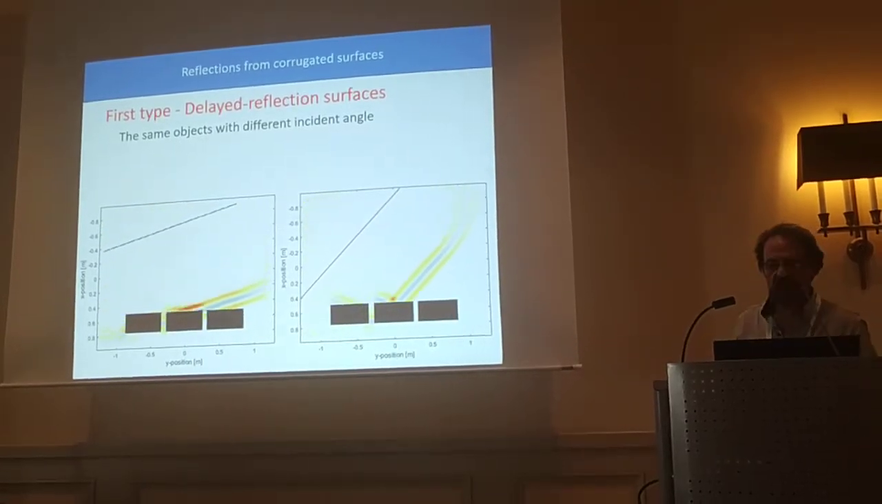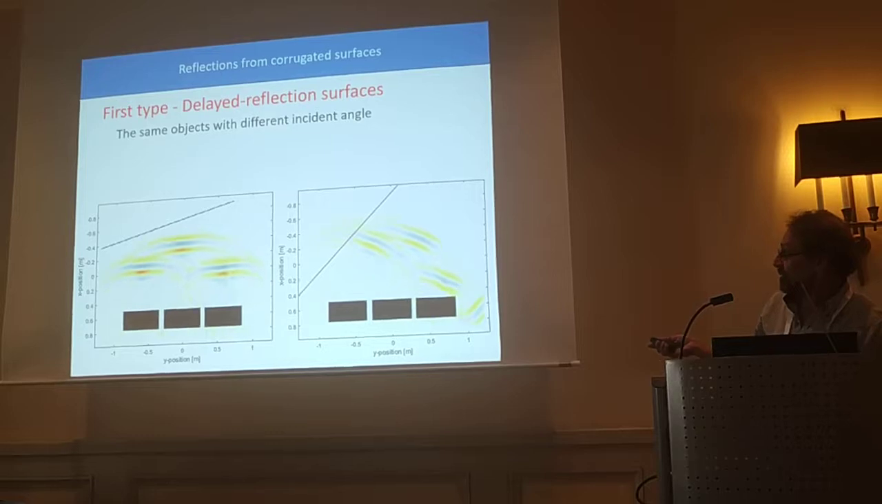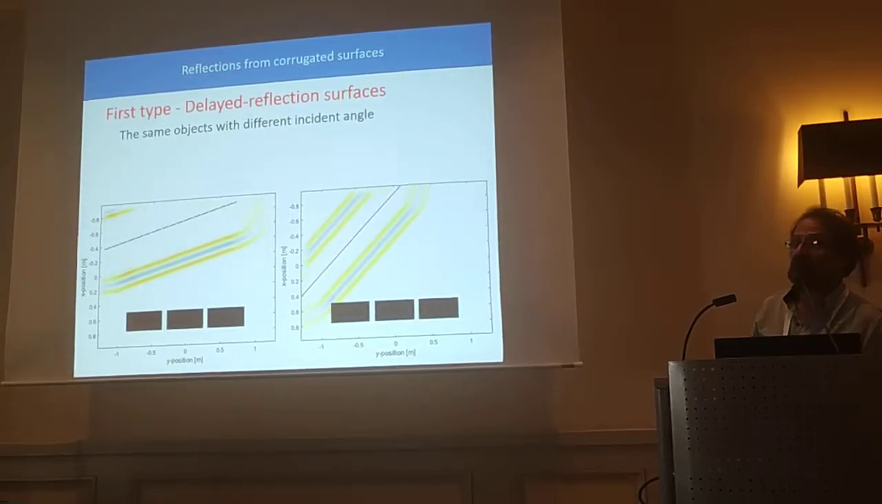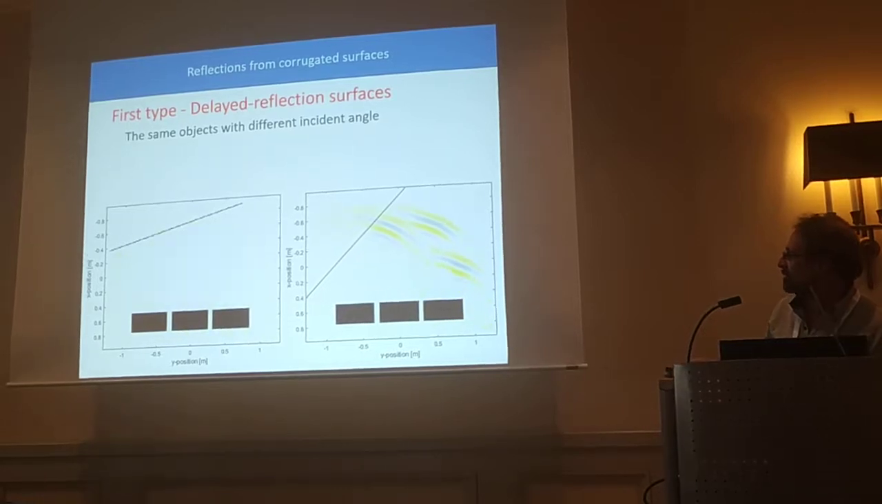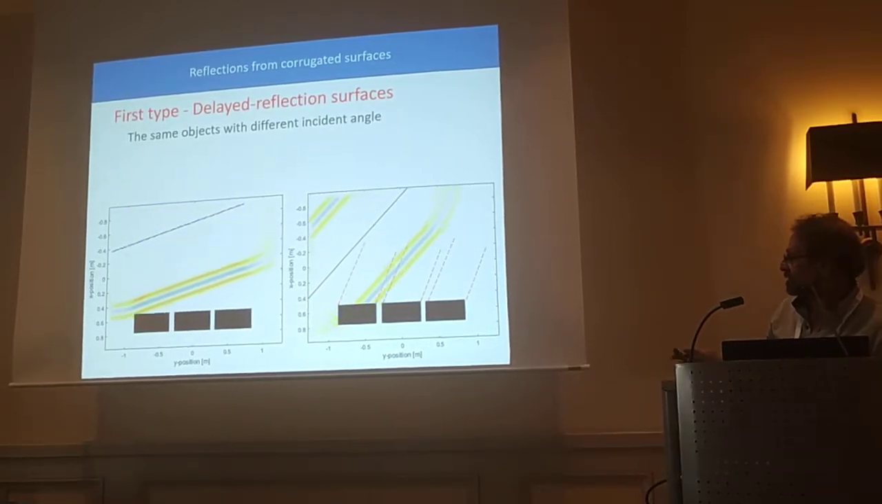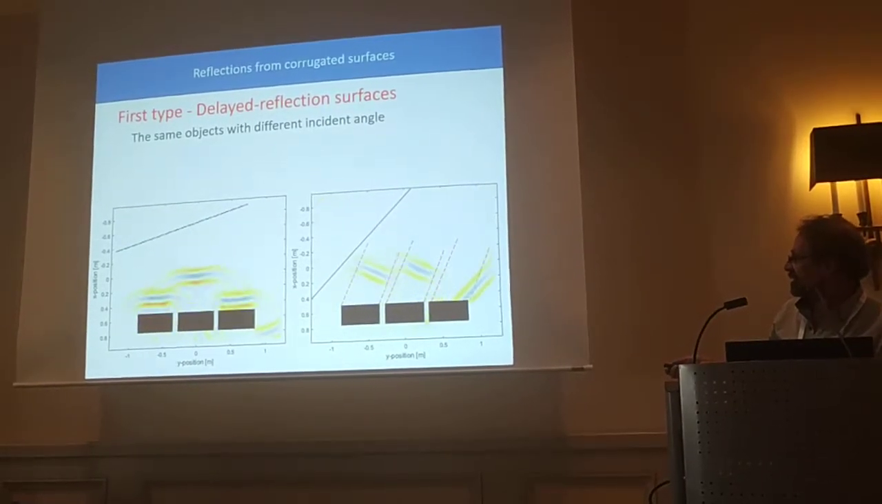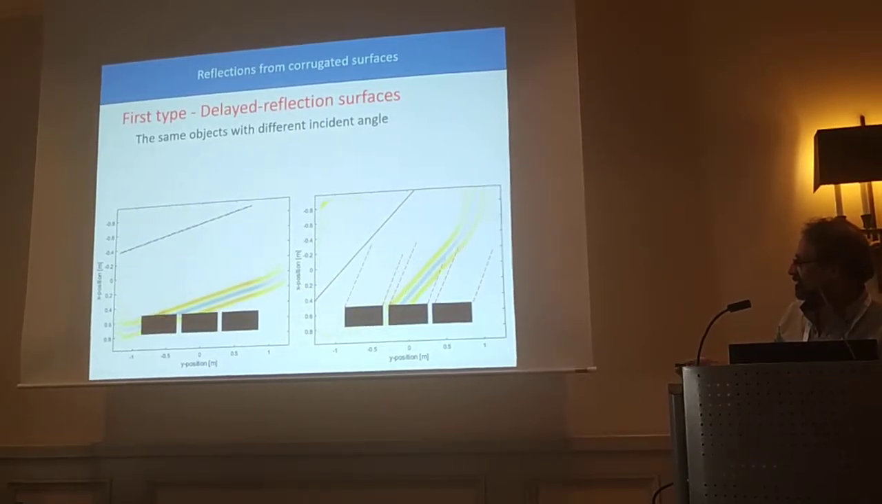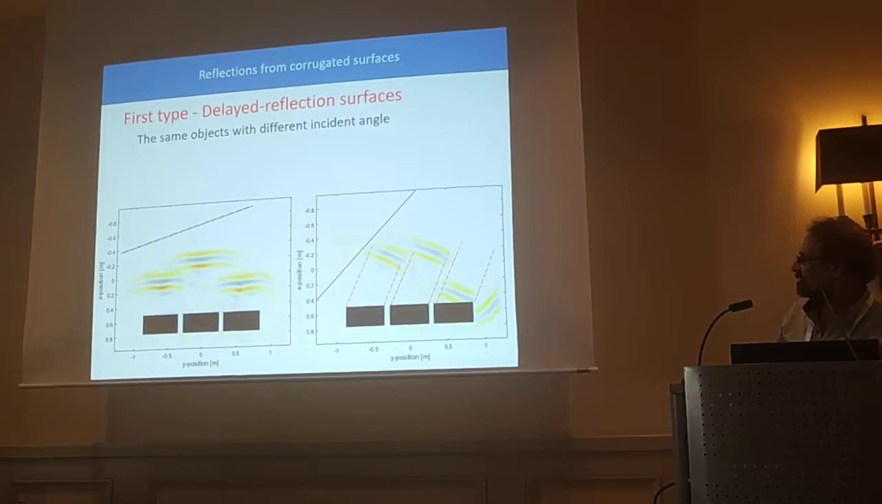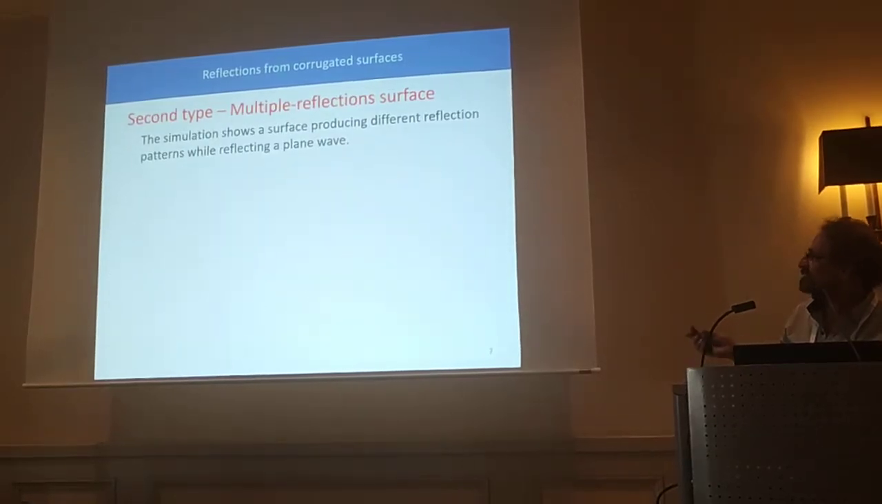We show the same surfaces, same objects, with a different angle of incidence. Here it is possible to note that the reflection meets the border exactly. Delayed, but as if it were emitted by the top surface.